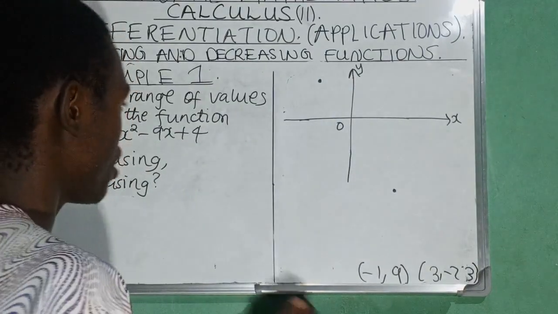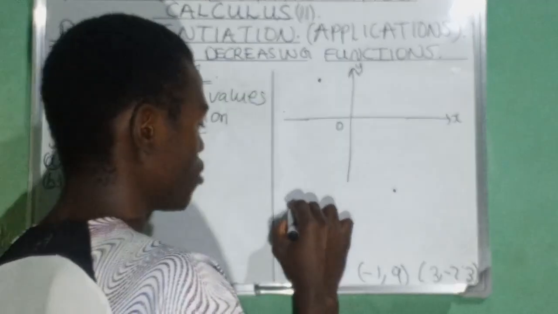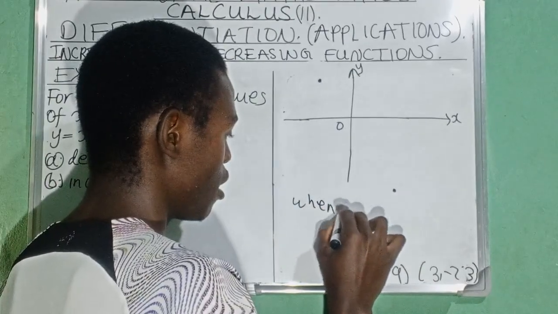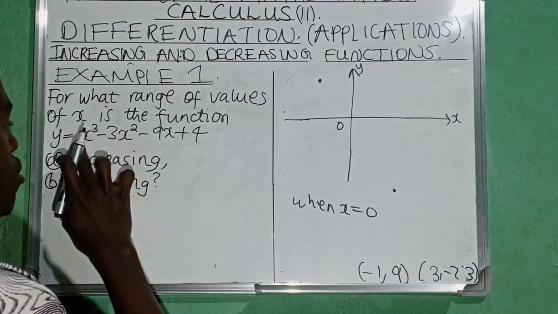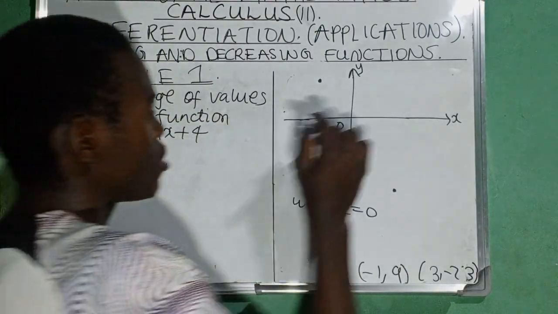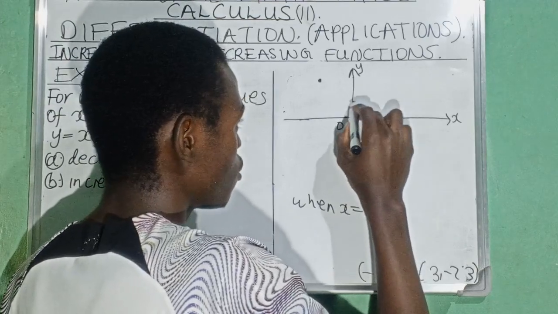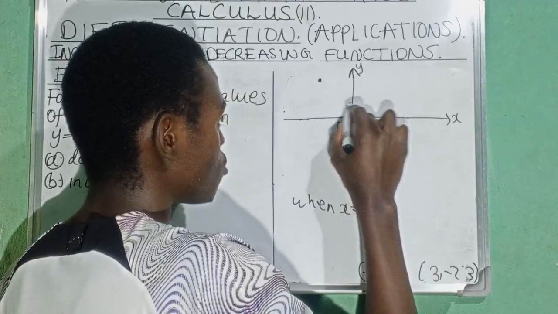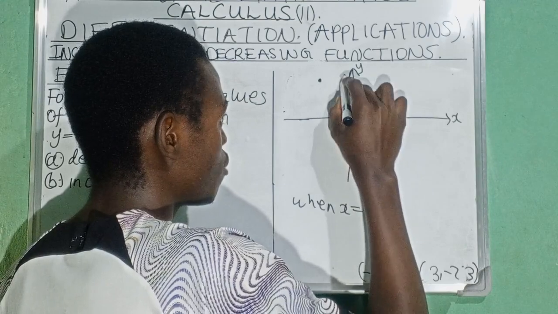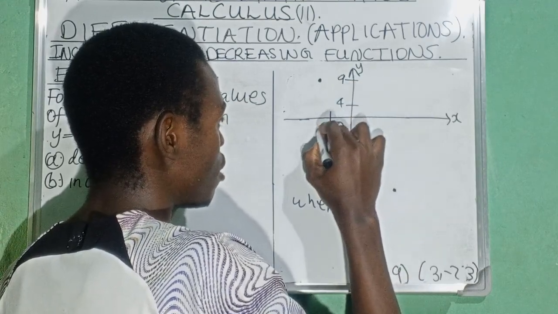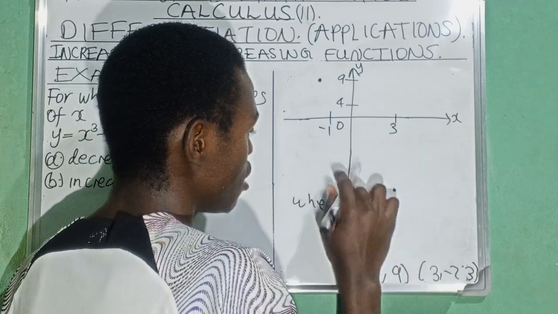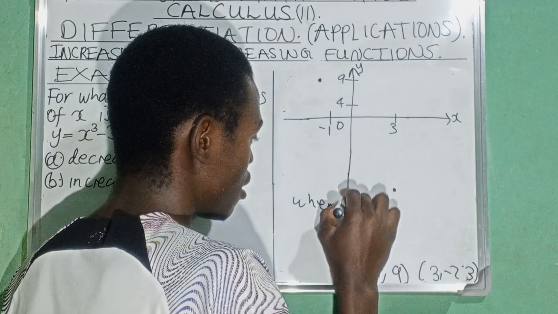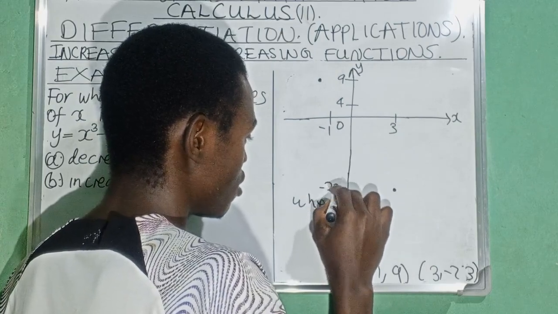Then you say when x is equal to 0, y is equal to positive 4. It is passing at the point where y is equal to positive 4 somewhere there. Then here, there we have a positive 9. There we have a negative 1. There we have a positive 3. And then somewhere here we have a negative 23.